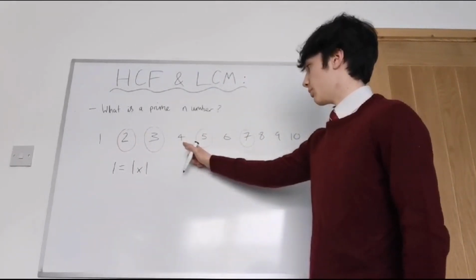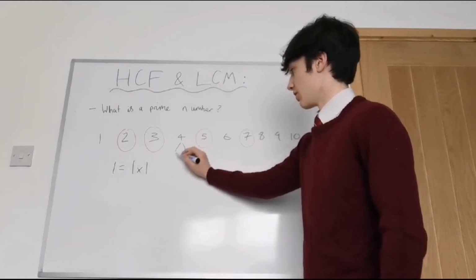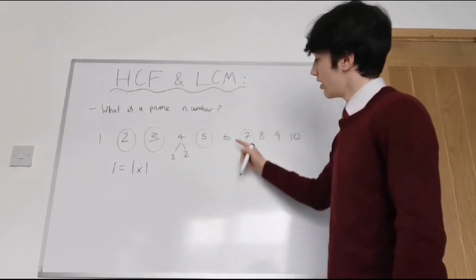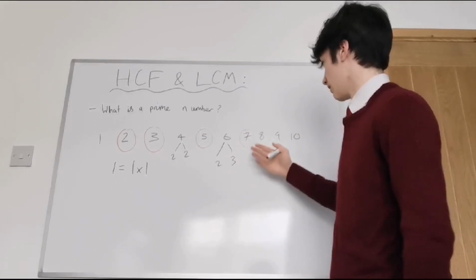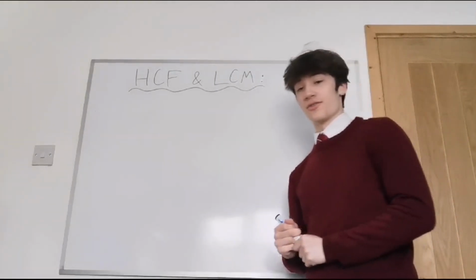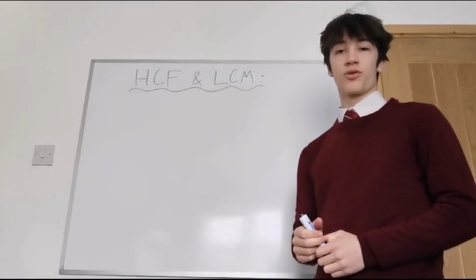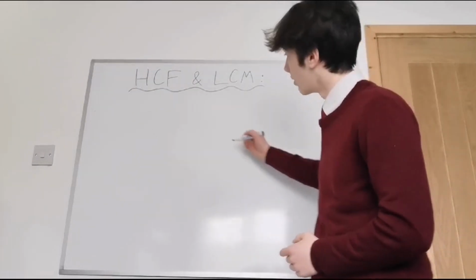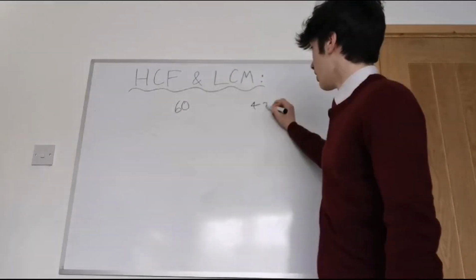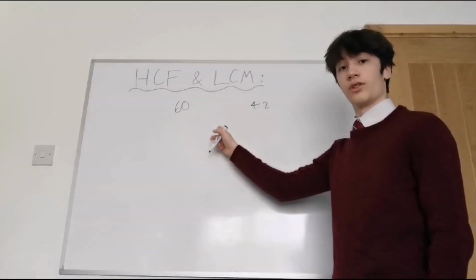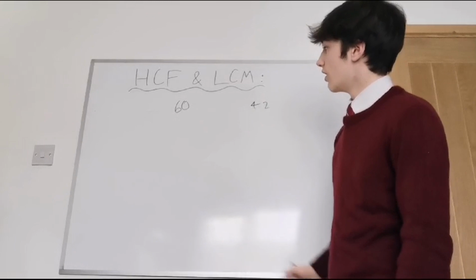4 is not a prime number because 4 is the same as 2 times 2. 6 is not a prime number because it's the same as 2 times 3, and so on. Next we're going to find out how we can find the prime factors of 2 numbers. I'm going to use the example 60 and 42, and I'm going to use these numbers throughout the video using different methods.